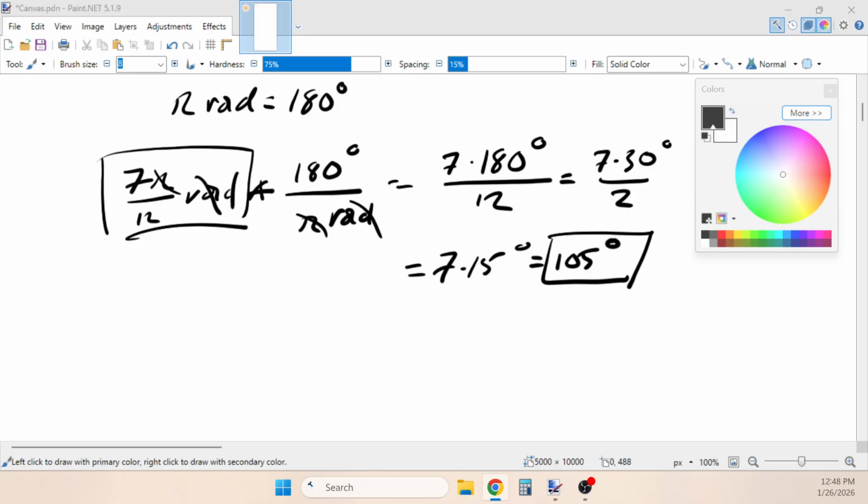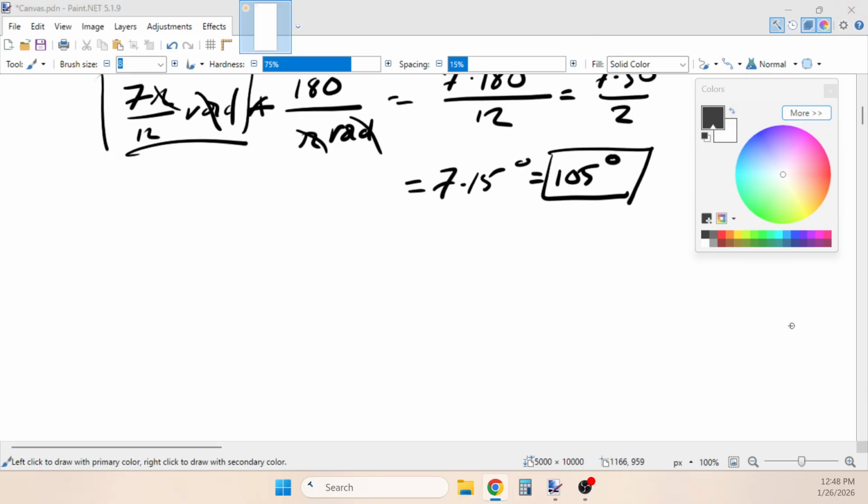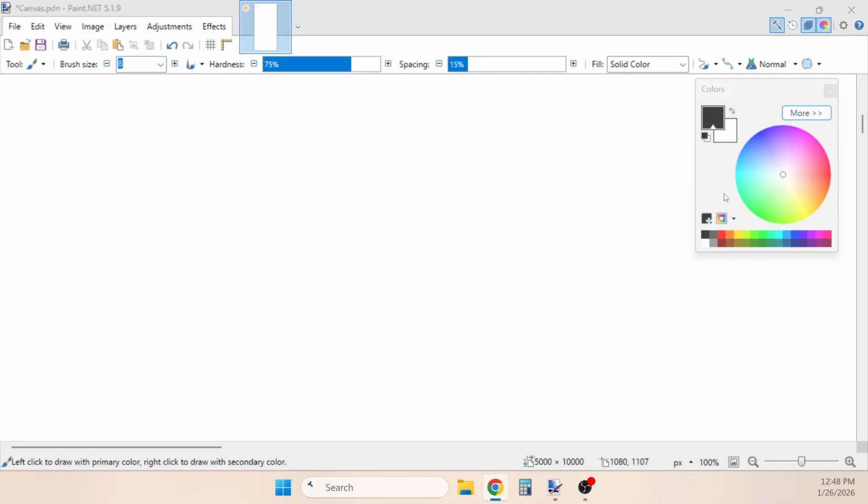Okay, so more examples of using sine, cosine, and tangent in right triangle problems, like figuring out which side is opposite or adjacent to an angle. Okay, so let's go down here, and let's get a practice problem of this type.